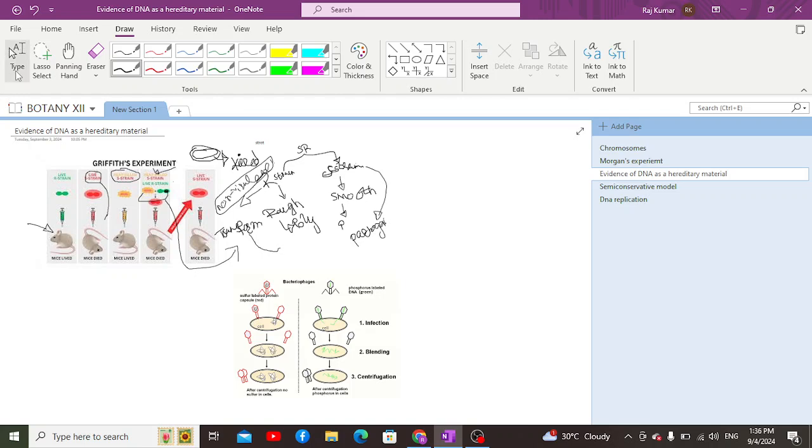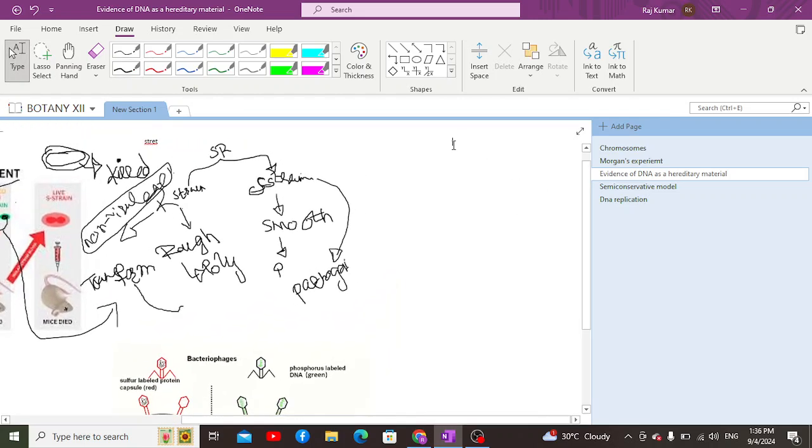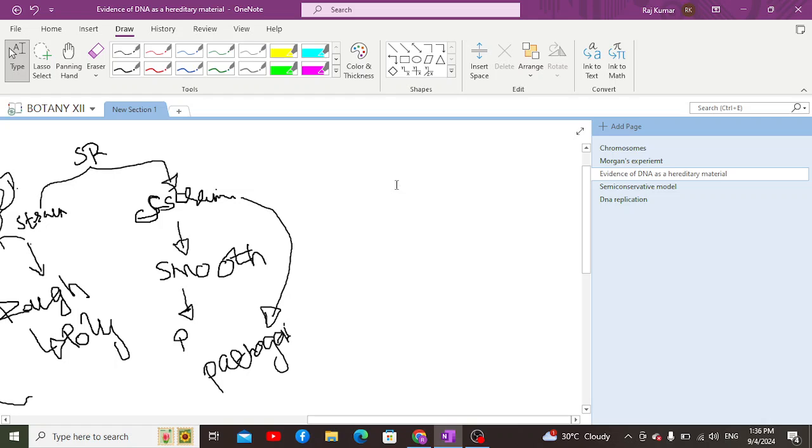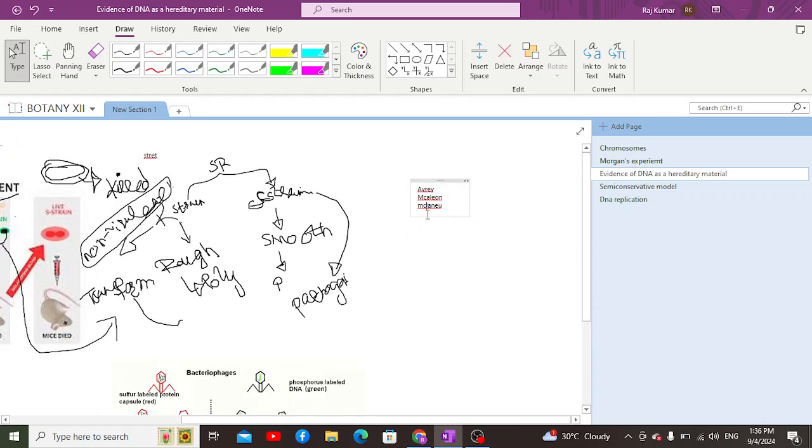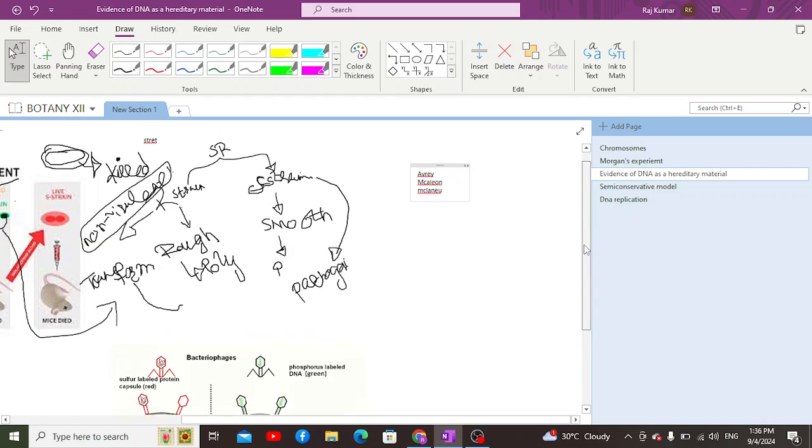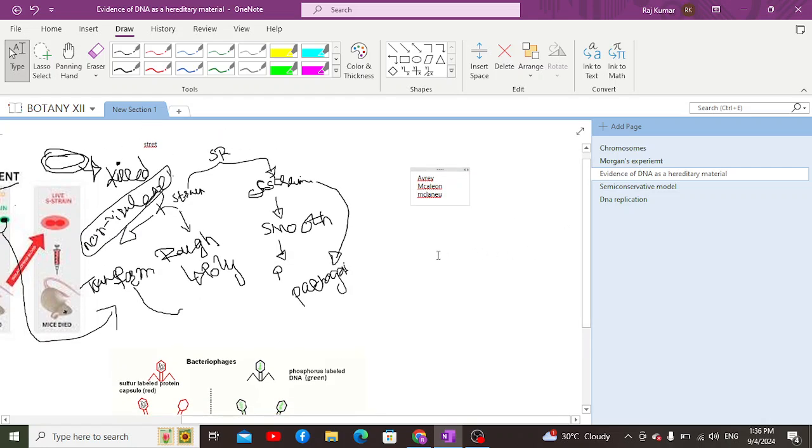In order to confirm that, there were three scientists who came with the evidence of DNA as a hereditary material. Their names were Avery, MacLeod, if I'm not wrong with the spelling, and McCarty. These were the three main scientists who performed an experiment to verify whether the hereditary material being transferred in the transforming principle was DNA or another sort of material such as protein or RNA.